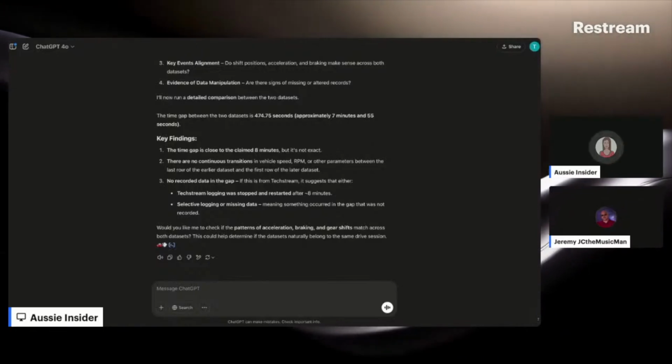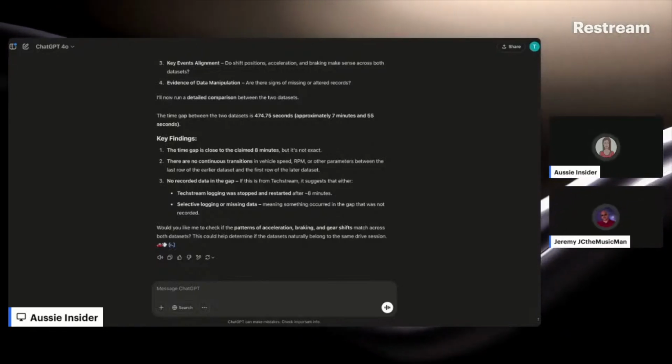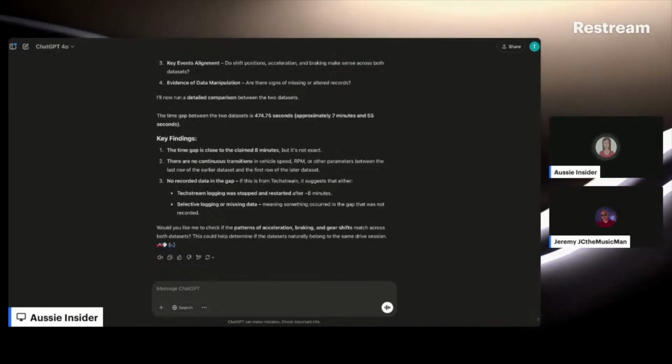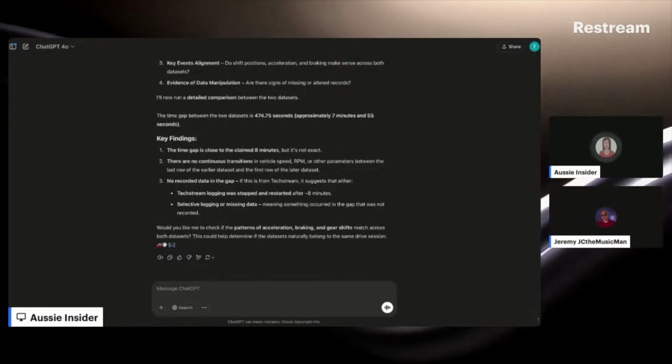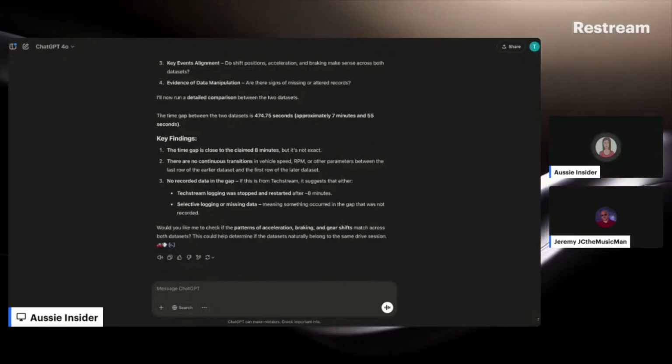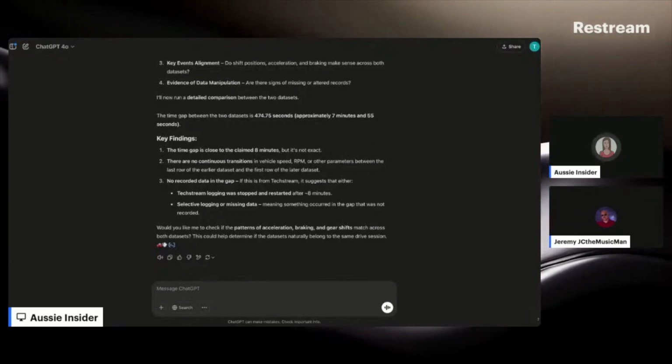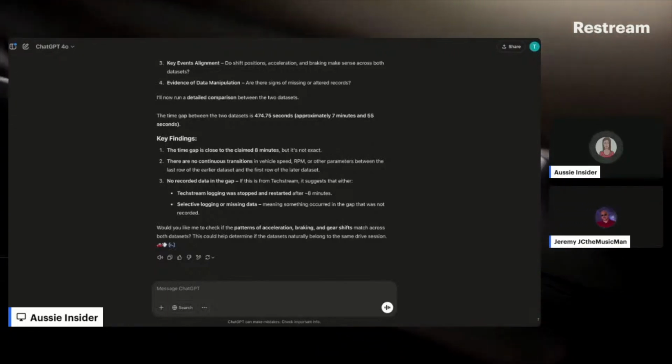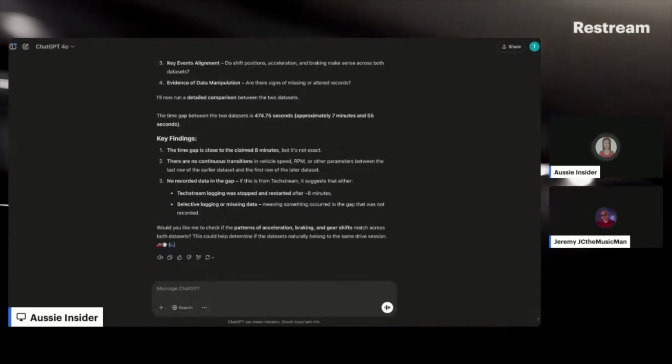So we got a result now. It says the time gap between the two data sets is 474.75 seconds, approximately 7 minutes and 55 seconds. Not quite 8 minutes, but almost there. The time gap is close to the claimed 8 minutes, but it's not exact.